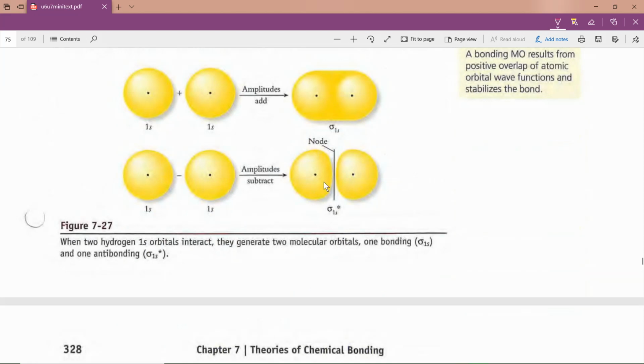So the bonding orbital in the molecular orbital theory is called a sigma, and the simplest one, so sigma 1s. The anti-bonding orbital, where we subtract amplitudes, is called a sigma star 1s, and that is known as anti-bonding. Later on, we'll also look briefly at something called non-bonding. So sigma 1s is a bonding molecular orbital, the simplest possible one, and sigma star 1s is an anti-bonding molecular orbital.